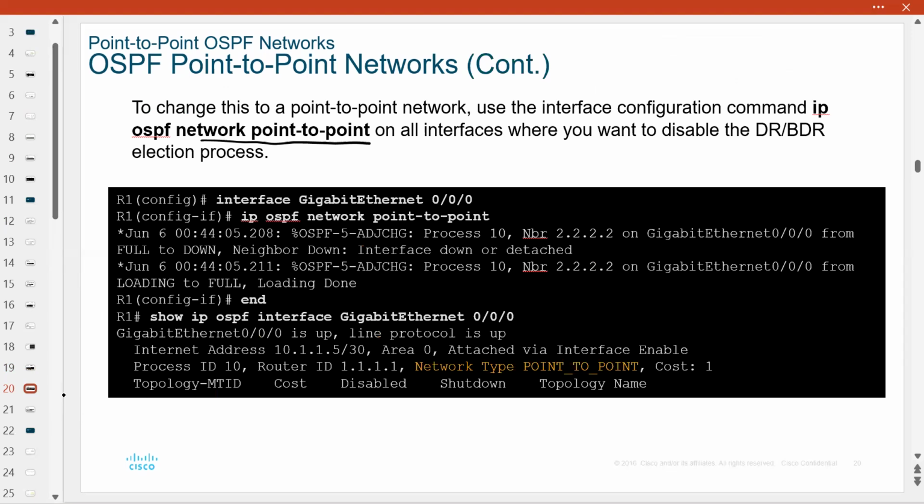And if you run the show IP OSPF interface command again after configuring that command, you can see right here, it is now changed to point-to-point from broadcast. So if you show the interface and you see it's a broadcast, it means it acts as a multi-access. There is going to be a DR election. But if you know your network is a point-to-point, you need to disable that. So that is where this command comes in.